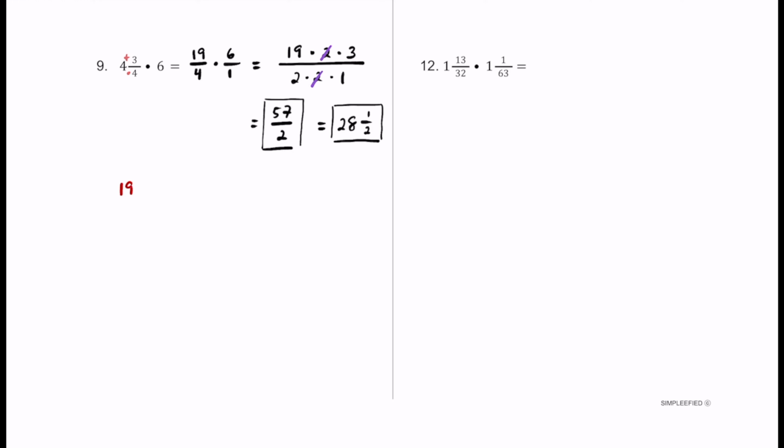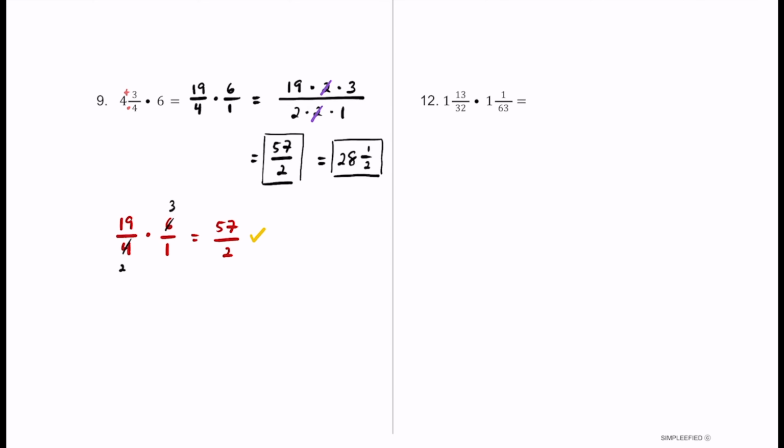And if you wanted to try cross canceling this 19 over 4 times 6 over 1, it's definitely less writing. You can divide these both by 2, that's their GCF, so you get 2 and 3. And on top, 19 times 3 is 57, and on bottom, 1 times 2 is 2. And so that matches what we just did a moment ago. Let's check out number 10.